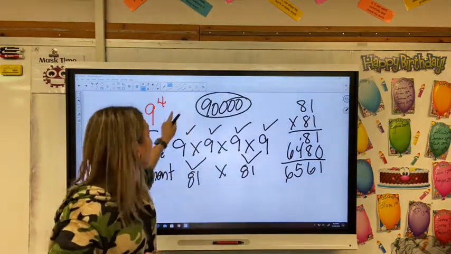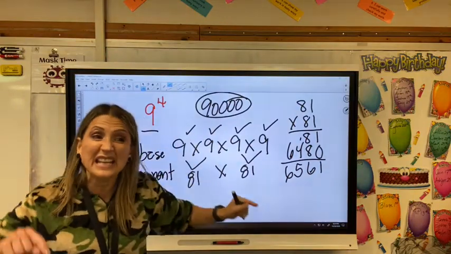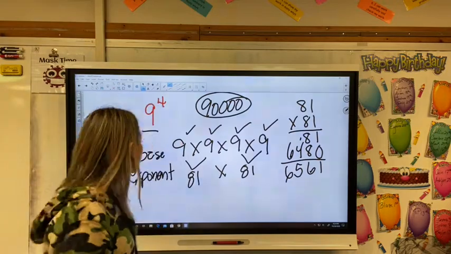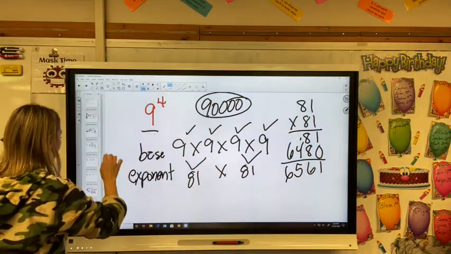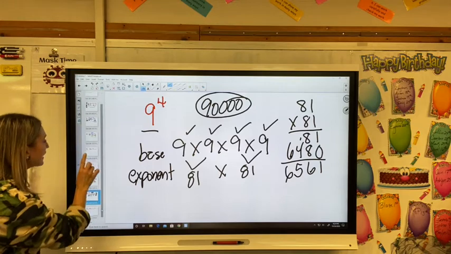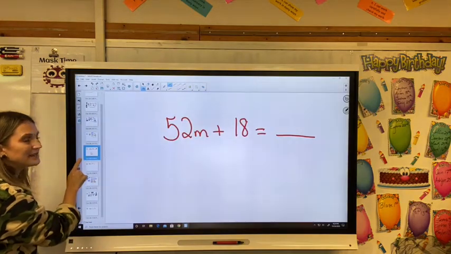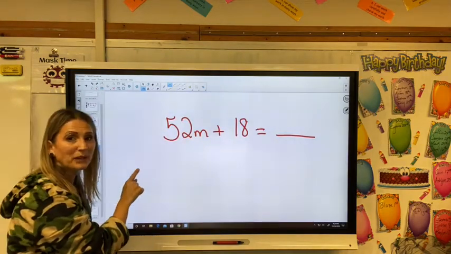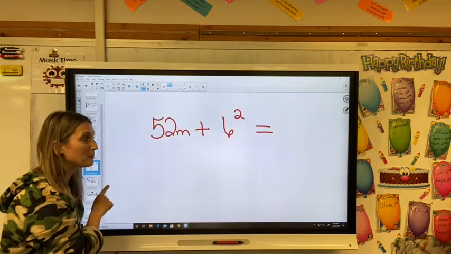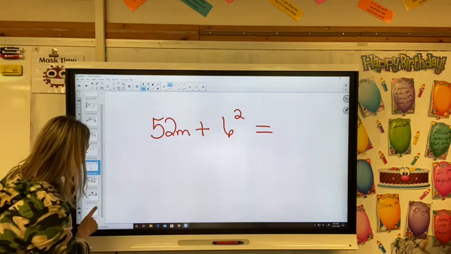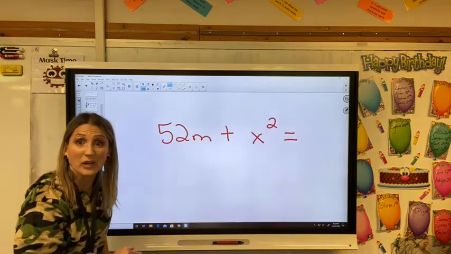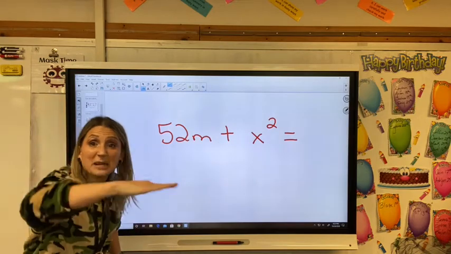We're going to put these exponents, these powers, inside the algebraic expressions that you've already learned. So we're going to start doing things, ladies and gentlemen, like this. I'm going to start back. Here's what we did: 52m plus 18. Now we're going to move it to 52m plus 6 squared. And then eventually we're going to make it to 52m plus x squared. It just keeps getting bigger and bigger.